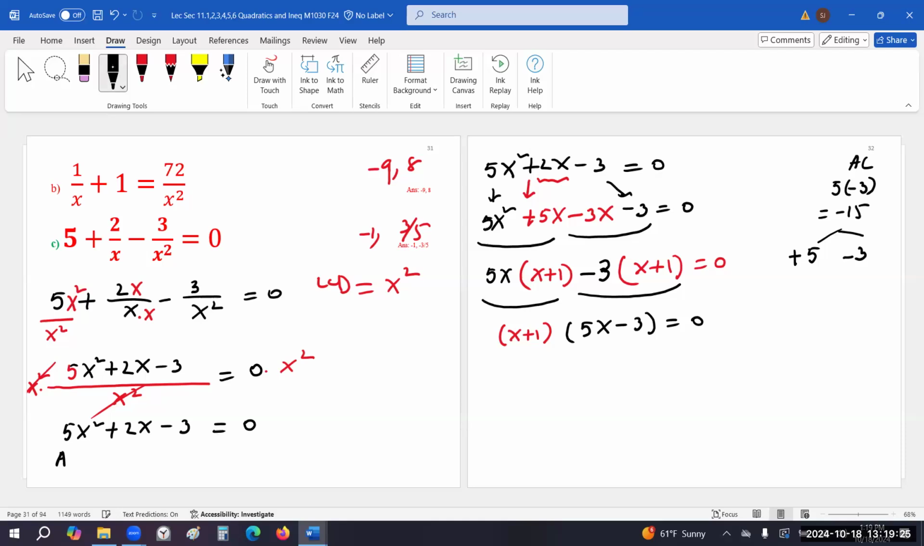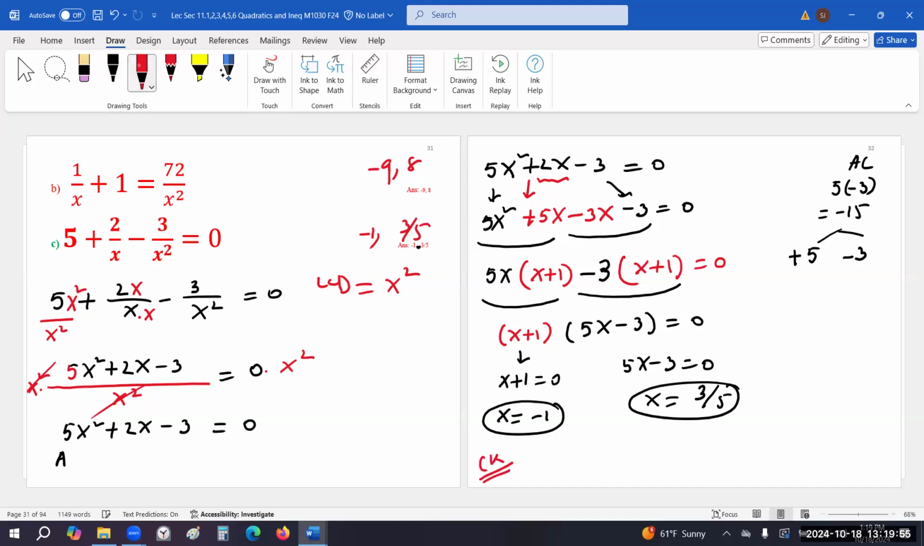Search YouTube, use the AC method, and then you'll have many examples. So we set each of them equal to 0. 5x minus 3 gives us x equals what? And for the other one? So this is not negative, this is positive.